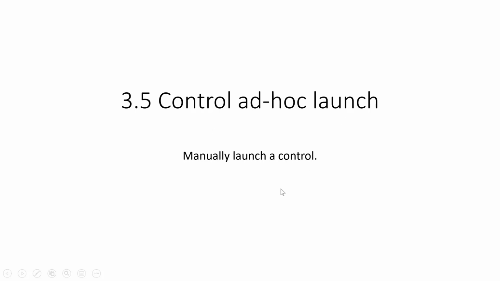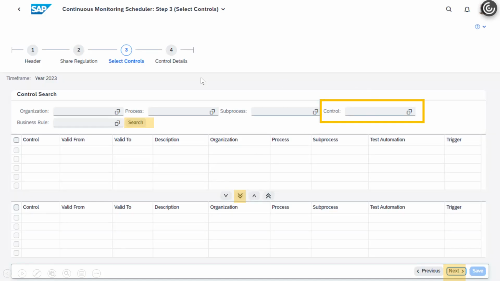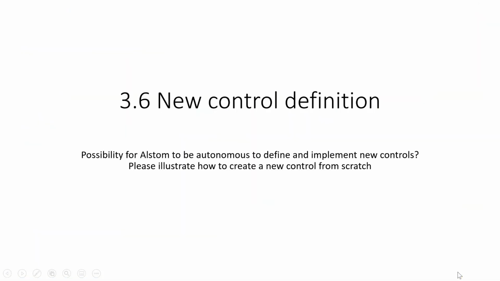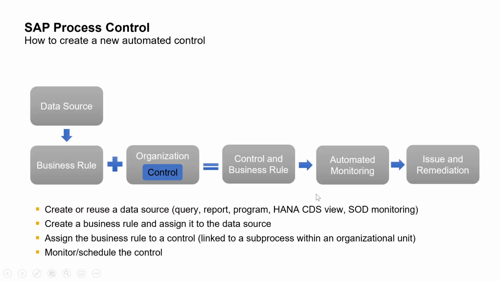Control ad hoc launch. As we see, we can select a specific control here and launch it immediately. New control definition. Of course, you are free to define and implement new controls. You remember, we are speaking here about automated controls.